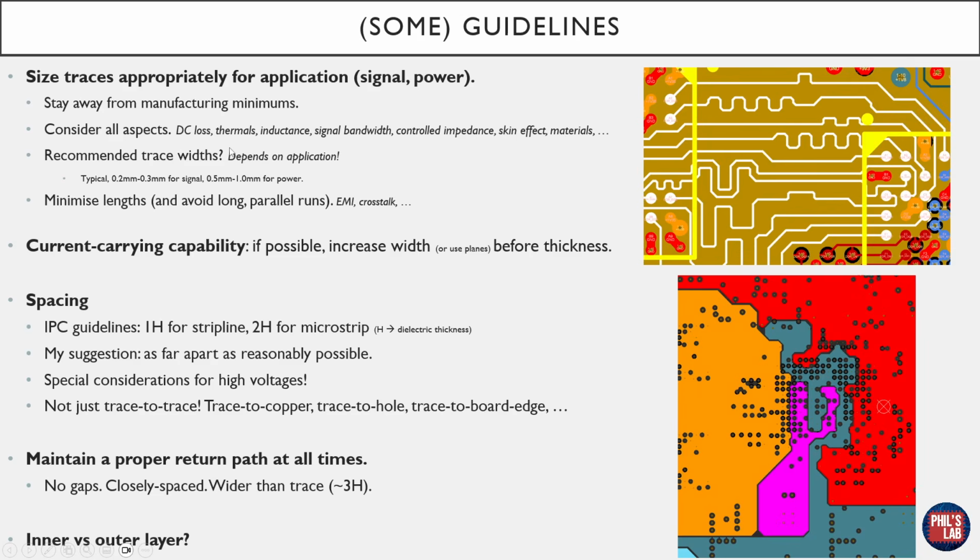If you don't have a particularly constrained design, for example, a simple microcontroller project, I have some recommended trace widths that I'll start out with, for example, for a 2 or 4 layer board, which doesn't have controlled impedance and so on. But again, it always depends on the application. Take these recommendations very lightly. Typically, I will use 0.2 to 0.3 millimeter trace widths for signals and 0.5 to 1 millimeter for power.